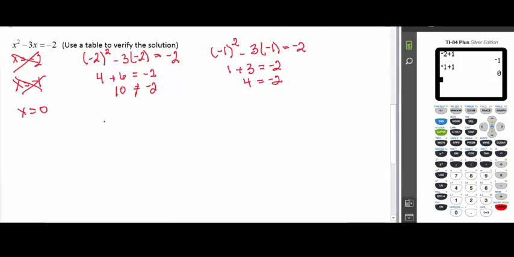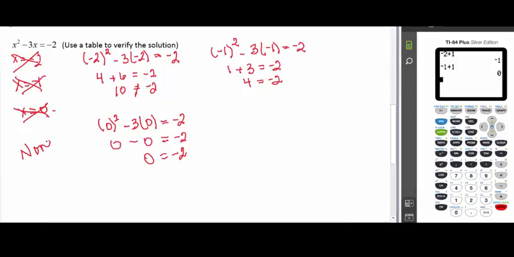So if we put 0 in here, we say 0 squared minus our 3 times the 0, which is our x, is equal to -2. 0 times anything is just 0. So I have 0 minus 0 equal to -2, and 0 is not equal to -2. So from our choices, there is no solution, but we're just going to say none of these work, because there might be something that does work. It just may be that what we have is not a choice.